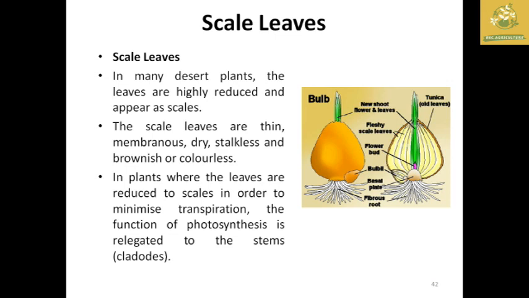And the fourth one is the scaly leaves. In many desert plants, the leaves are highly reduced and appear as scales. They are thin and membranous, scale-like structures, brownish in color. They also carry out photosynthesis, but they do not look like a normal leaf. They act as a screen to reduce transpiration and also perform photosynthetic functions. Example, you can see them in desert cactus.